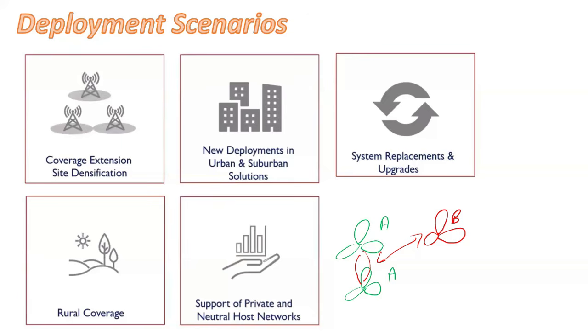Then we have deployment in urban and suburban areas, system replacements and upgrades. If you want to change out the equipment, we know the task of system replacement is very huge, especially for RF engineers and optimization implementation. For example, one network will change the equipment from vendor A to vendor B. That's a huge task actually. Even if we have to change equipment in a small area, it is still a huge task, from planning to implementation, but we can deploy like that with the help of Open RAN.